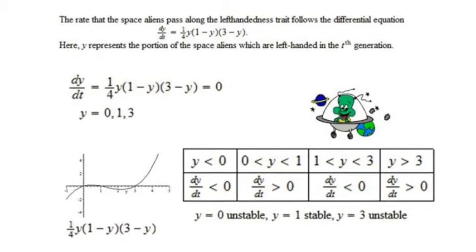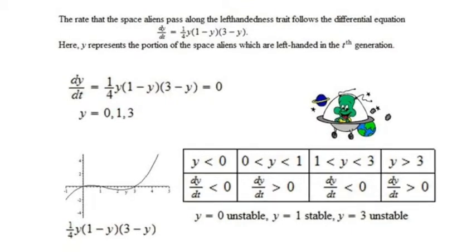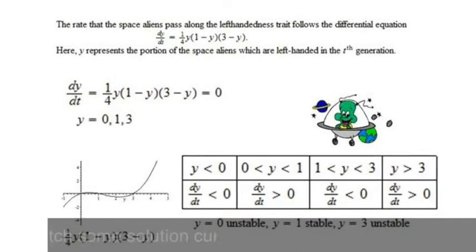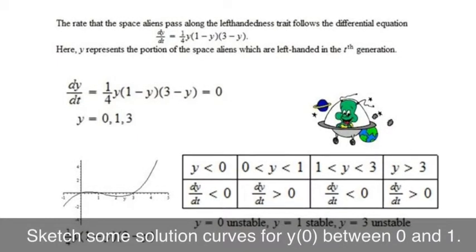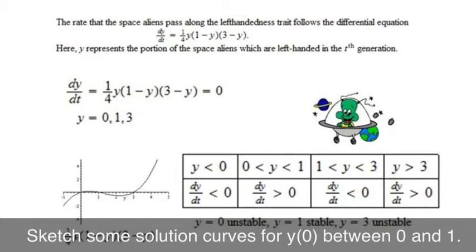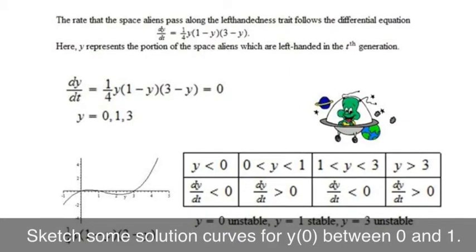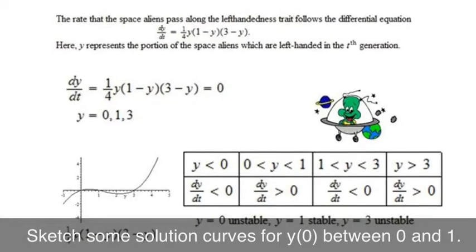And so what happens is if you start close to 1, dy/dt moves you towards 1, and so y equals 1 becomes a stable equilibrium. On the other hand, if you start at 0 or at 3, you move away from that equilibrium, and that's an unstable equilibrium. So here y equals 1 is stable, the other two are unstable. Now, since the realistic solutions would have initial values between 0 and 1, I'd like you to just kind of sketch out some solution curves, see what they would look like between 0 and 1.